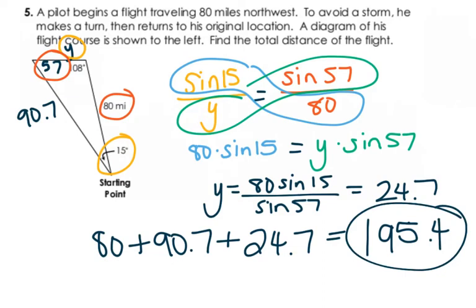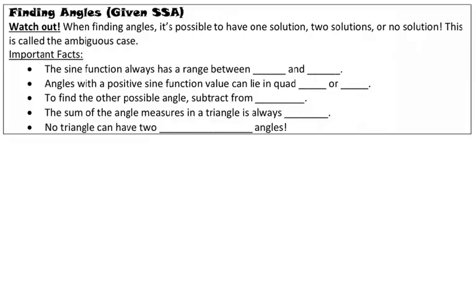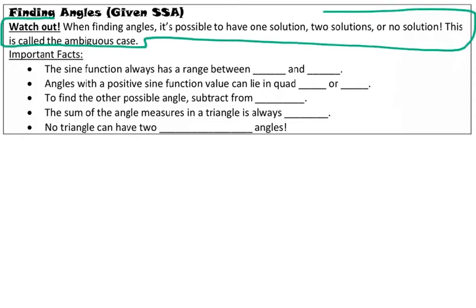Alright, so that's how we would do a word problem using the law of sines. Okay, so those first 5 problems, what we did is we found missing side lengths. So now we're going to look at finding angles. But make sure you look at this part that says watch out. So when finding angles, it's possible to have one solution, 2 solutions, or no solution. And this is called the ambiguous case.